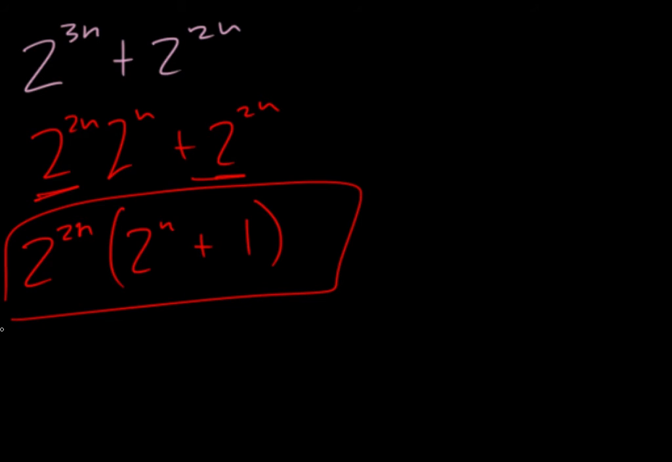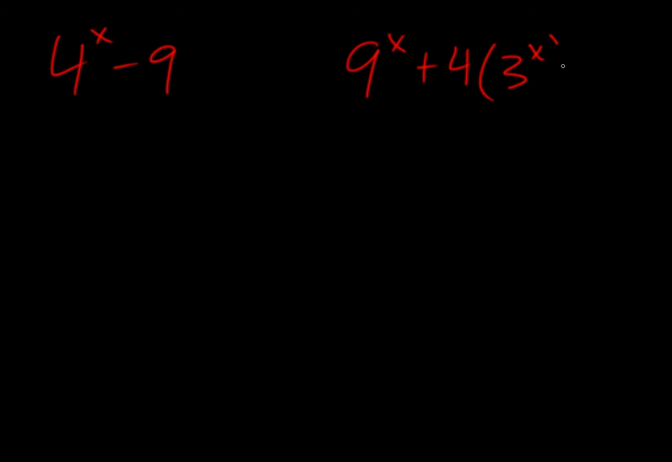And that's how we would factor that one. Alright, we still have quite a few left. So we have 4 to the x minus 9. Then we have 9 to the x plus 4, 3 to the x plus 4. Both of these, they want us to factorize.